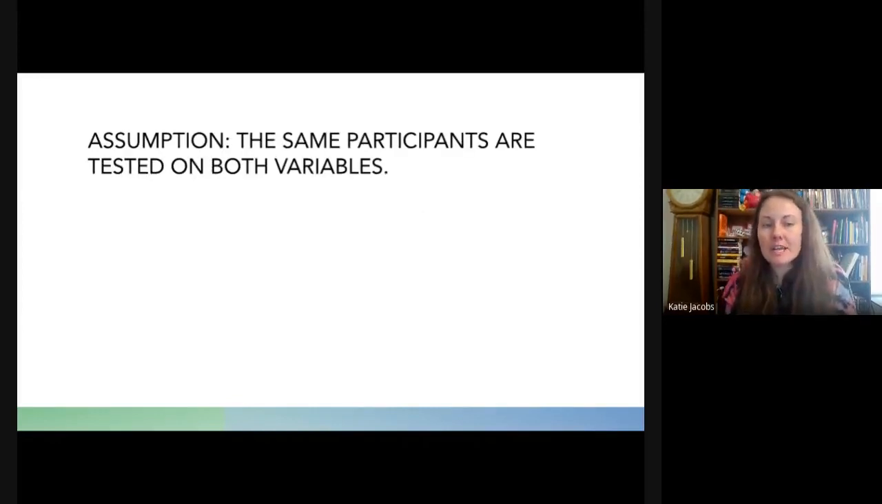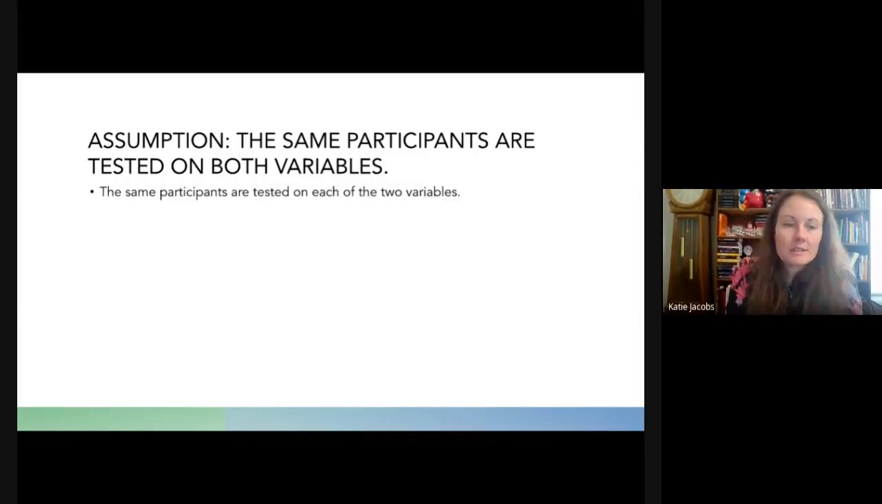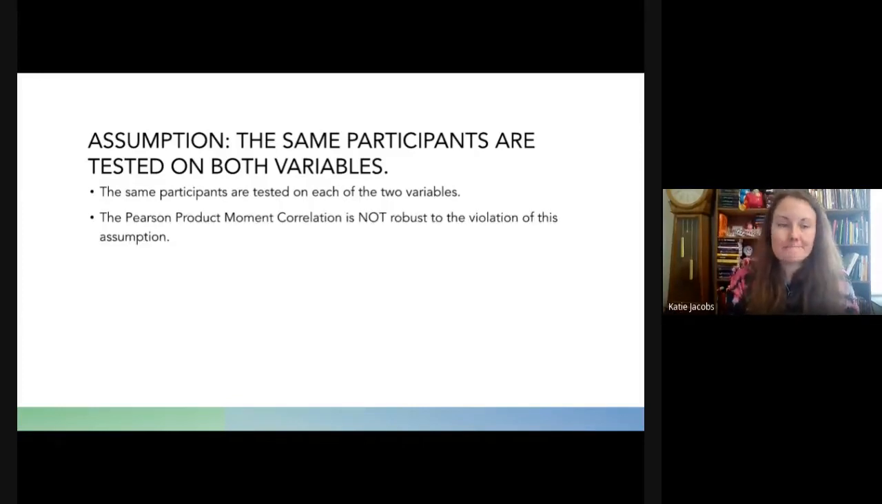Assumption: the same participants are tested on both variables. So you have to have the data on both variables from the same participant for all of your participants. Okay. The Pearson product moment correlation is not robust to this violation. So that has to be true. If not, then you can't do the analysis. You'd have to do something else.